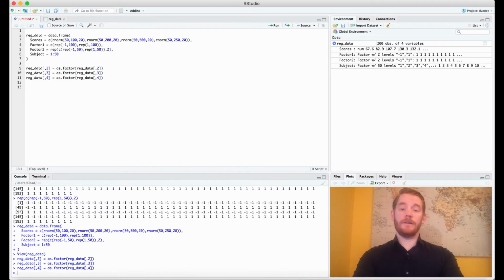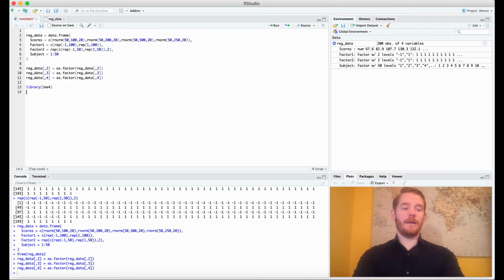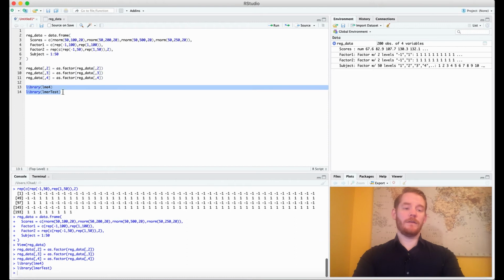So now let's do linear mixed effect modeling. What we're going to use is the lmer function from the lme4 package. So let's get that now. And then we're also going to use lmerTest because it's going to give us p-values. The lmer function doesn't naturally give us p-values, and that might be what you want. But if you do want p-values, you're going to have to use lmerTest as well.